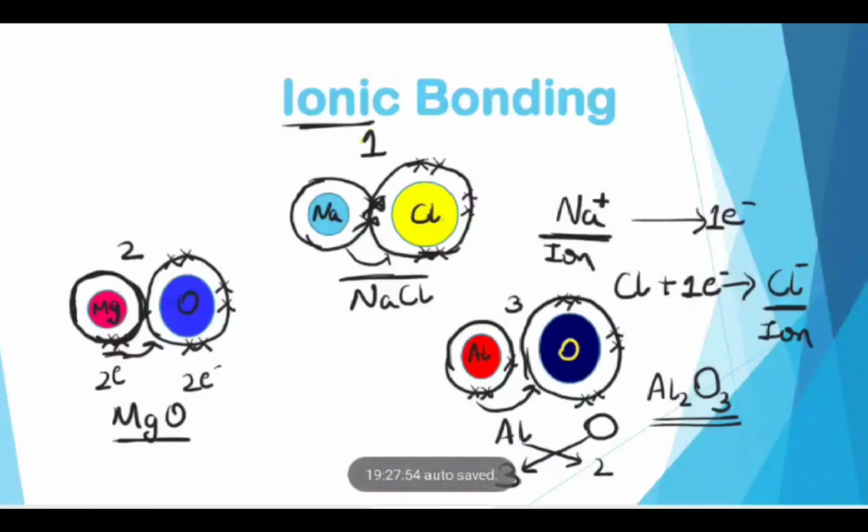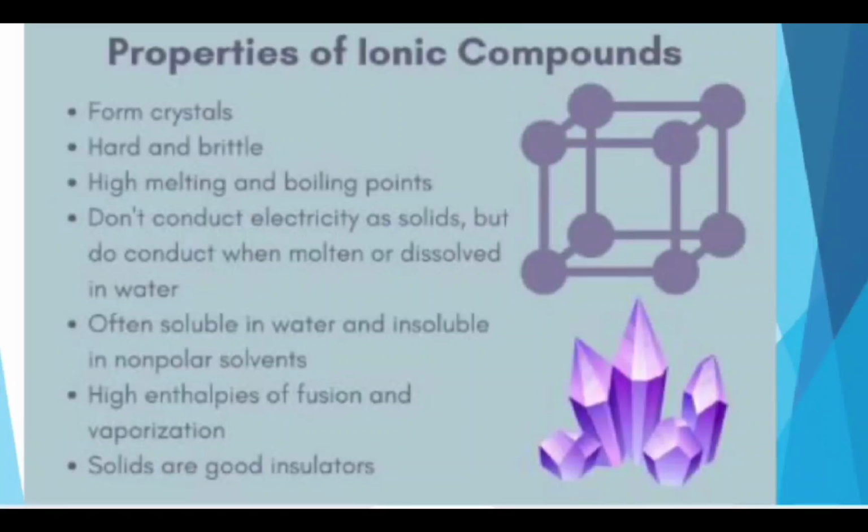Understood children? We will learn more of these kinds later, but right now how ionic bonds are formed has to be clear with you guys. This is how ionic bonds are formed. Ionic bonds are always formed between a metal and a non-metal. But then what exactly happens with the same type of bonds? We shall look at it, but let's first look at the properties of ionic bonds.